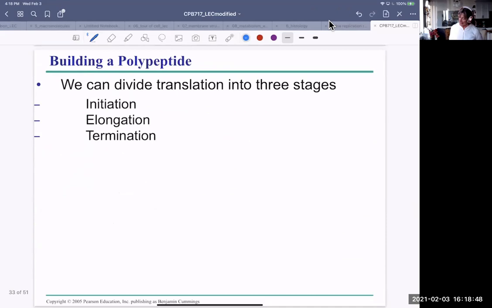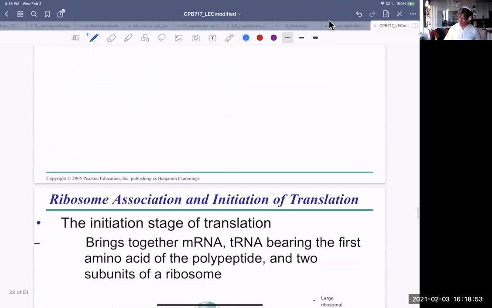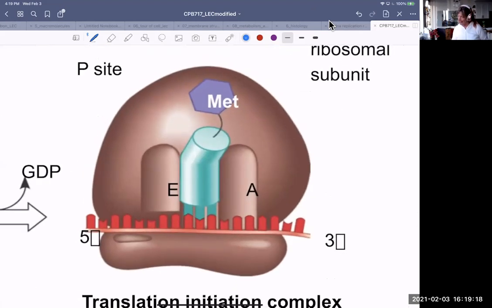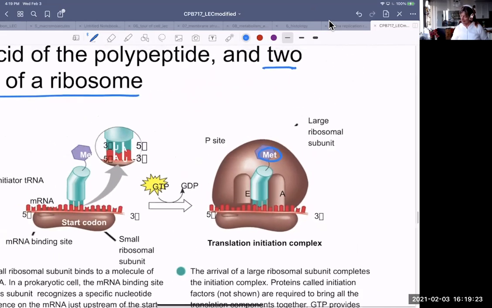And there's 3 stages of translation as well: initiation, elongation, and termination. The initiation stage brings together messenger RNA, the tRNA bearing the very first amino acid, which is always methionine, and the 2 subunits of a ribosome. So that's the initiation stage, bringing everybody together to start everything off. So here's methionine. It takes some energy.